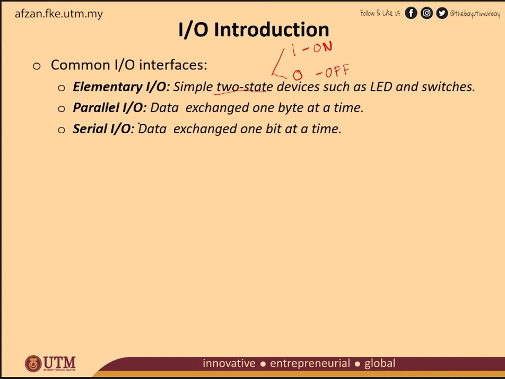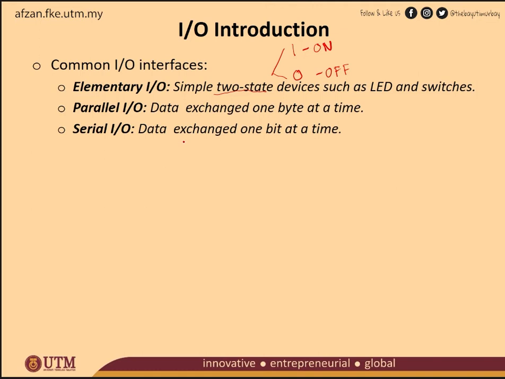Then we have a parallel I/O, which is a data exchange of 1 byte at a time. It means that for parallel, only 1 byte of data goes to your input or going out, only 1 byte of data goes to your microprocessor or goes out from your microprocessor. That is a parallel I/O.